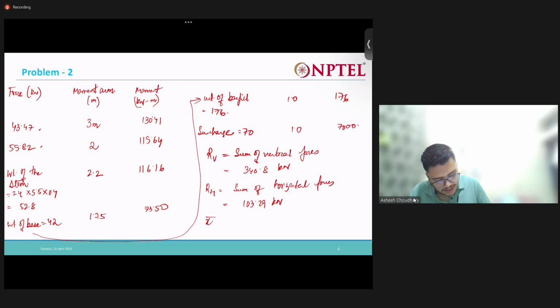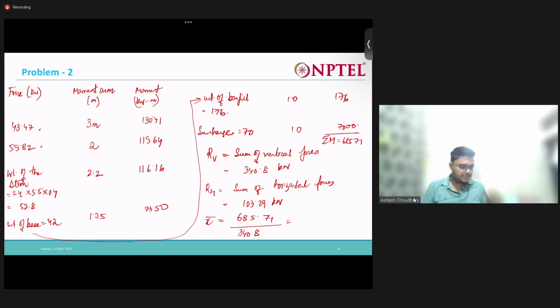So my X bar will be 38685.71, which is nothing but summation moment divided by my vertical forces. So it's 2.01 meter.